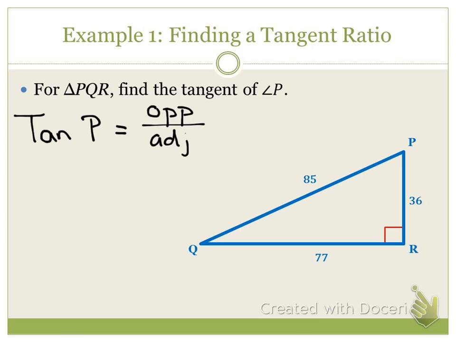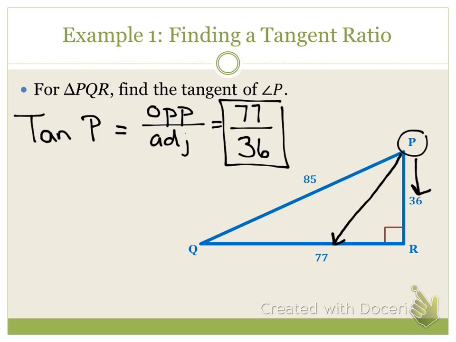And now we're going to plug in the side lengths that are opposite over adjacent. So look at where angle P is. Which side is opposite to angle P? Hold on, no, side, not angle, side. The side that is opposite to angle P is 77. And the side that is adjacent, remember adjacent means connected to or it shares a common endpoint, the adjacent side is 36.